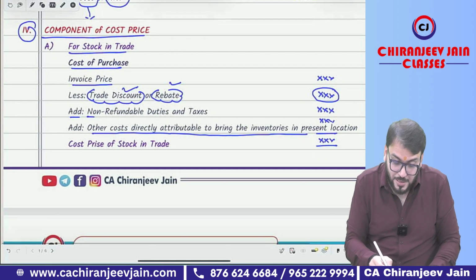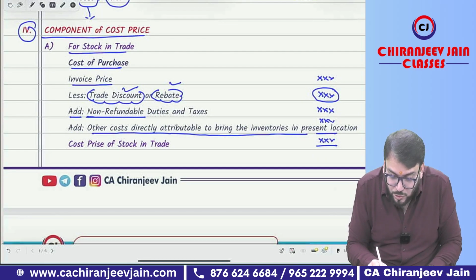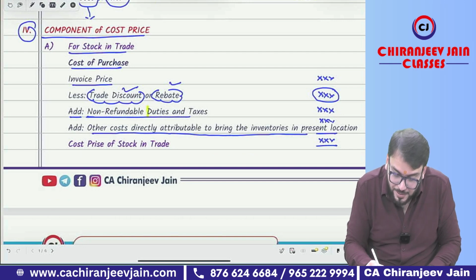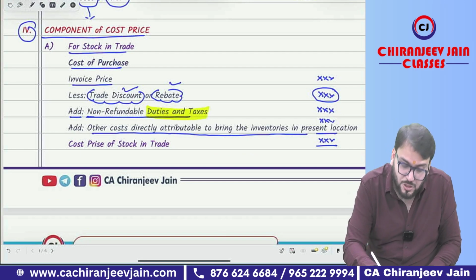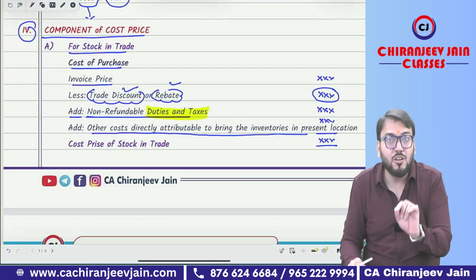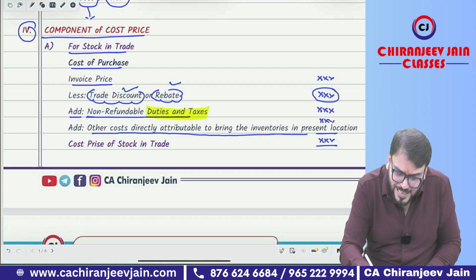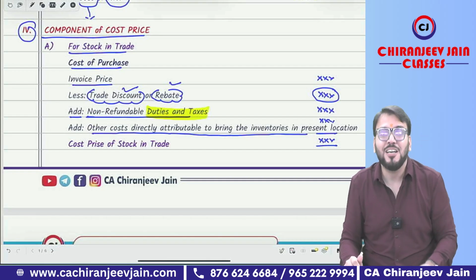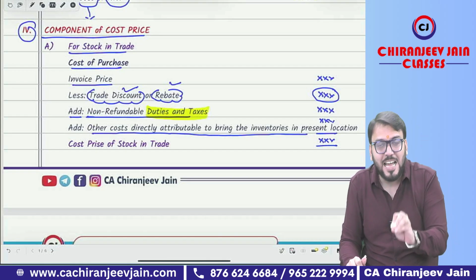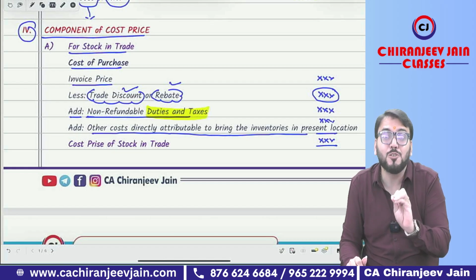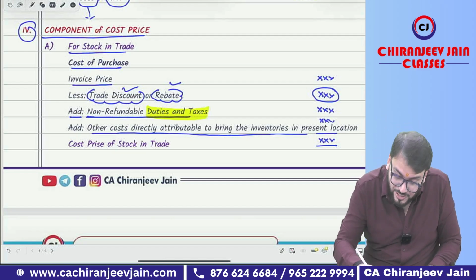Understood? Now coming to non-refundable duties and taxes. Right now we are discussing indirect tax. We are not discussing direct tax. Do you know about direct tax and indirect tax? Yes, sir, we know. Direct tax means income tax. Indirect tax, right now I will discuss only GST. So we are discussing GST.